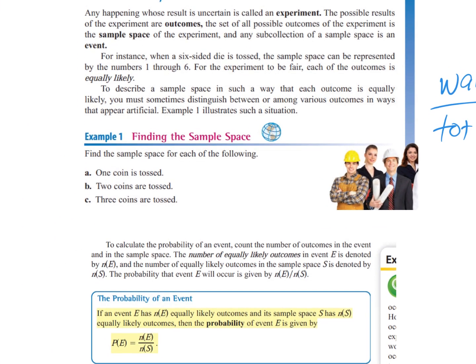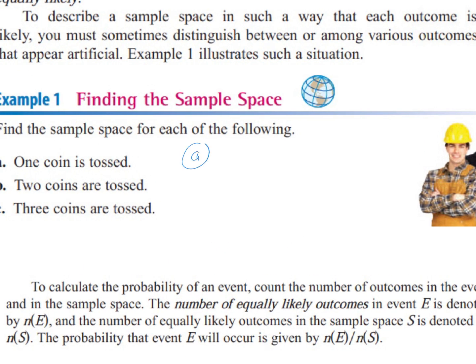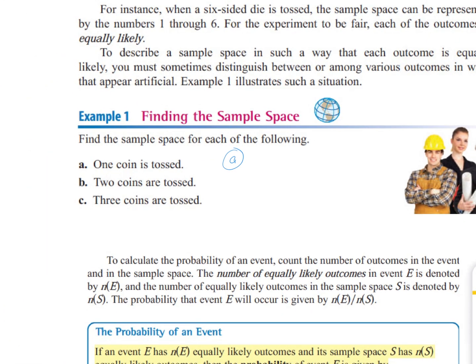All right, finding sample space. What are your outcomes possibly? What are the two outcomes? What's the sample space in A? If one coin is tossed, what are the two possibilities? Heads or tails. Agreed? What about B? You can get two heads, one heads and tails, tails and heads, or two tails.